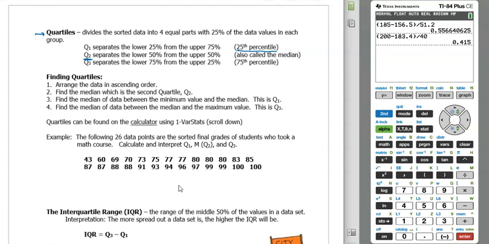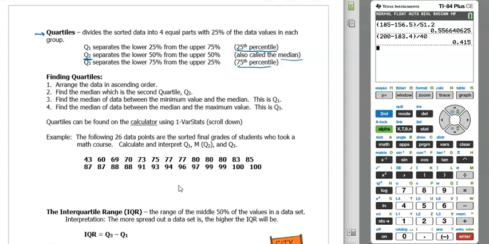It's the second quartile because it separates the lower 50% of the data from the upper 50%. That means it's exactly in the middle, which when we think of it that way, we call the median. And then the third quartile separates the lower 3/4 from the upper quarter. That's also called the 75th percentile.